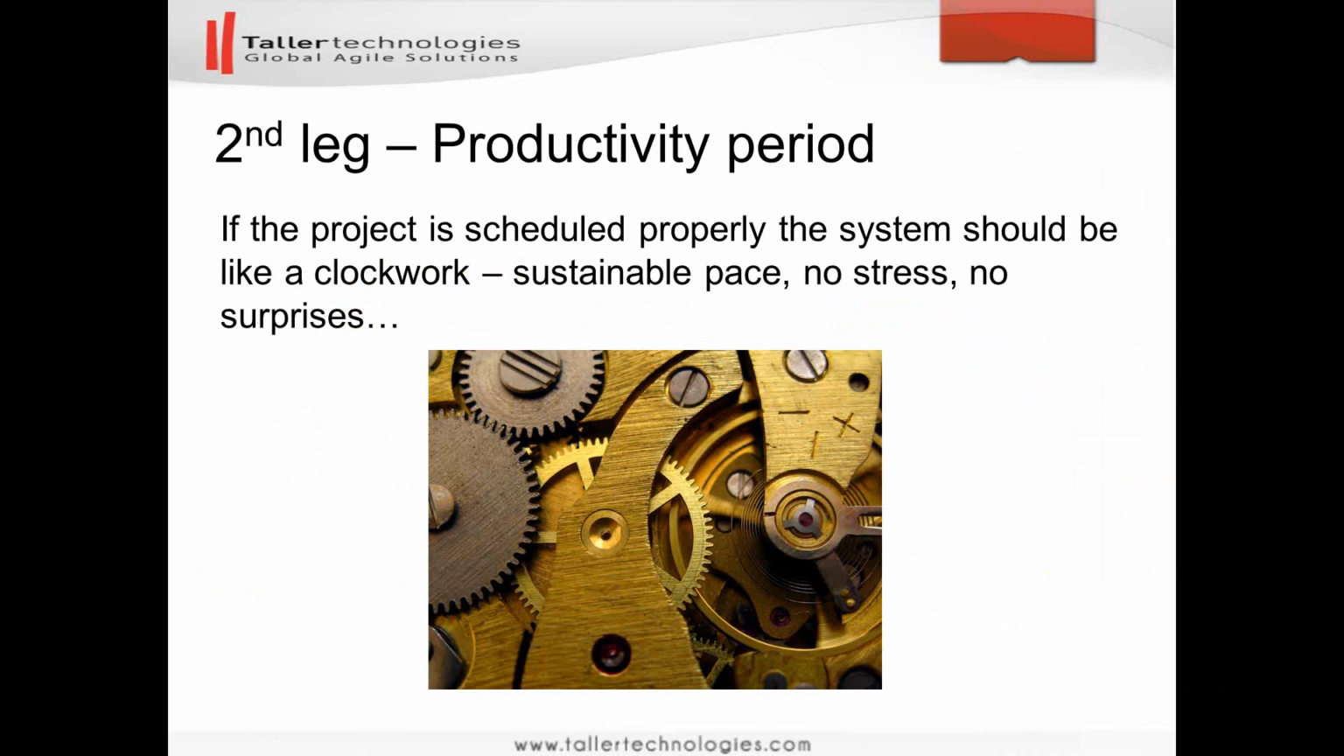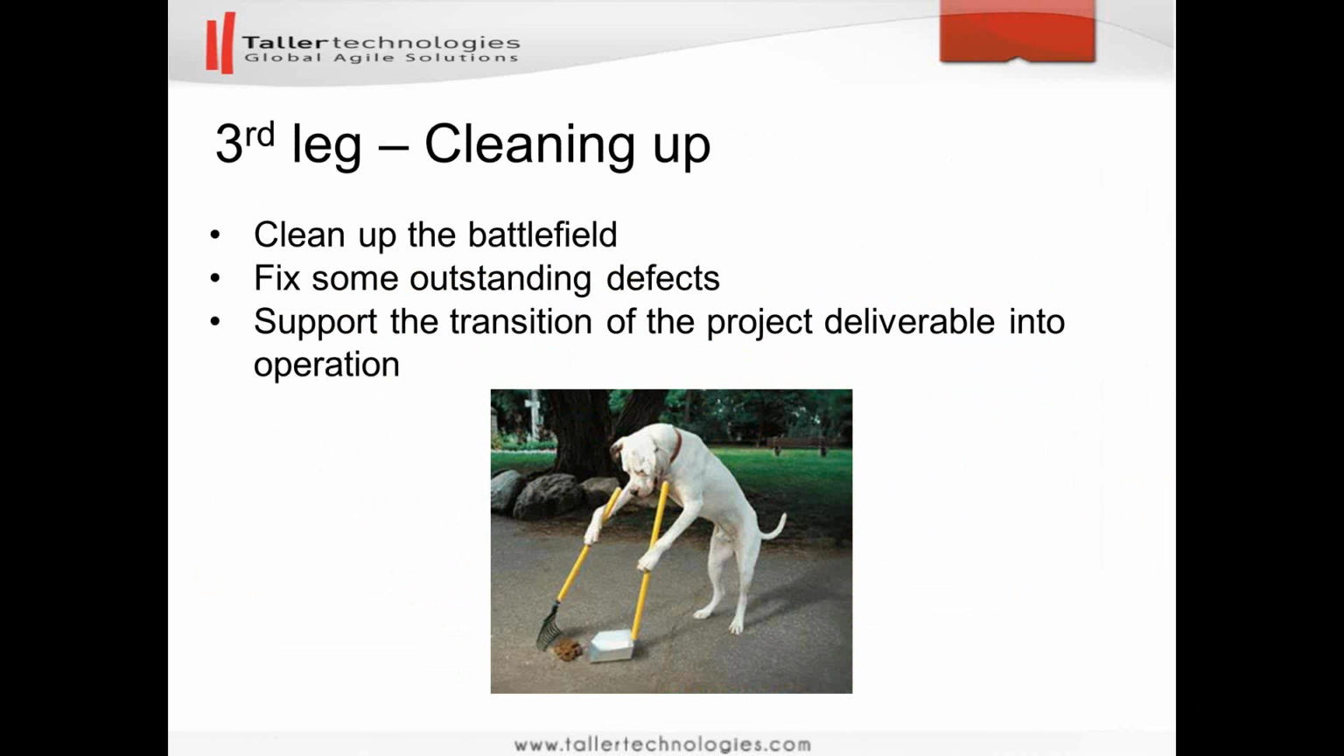The second leg of the Z-curve is the productivity period. If the project is scheduled properly, the system should be like a clockwork in this stage, with sustainable pace, no stress, no surprises. The third leg of the Z-curve is when the team will clean up the battlefield, fix some outstanding defects, and support the transition of the project deliverable into operation.